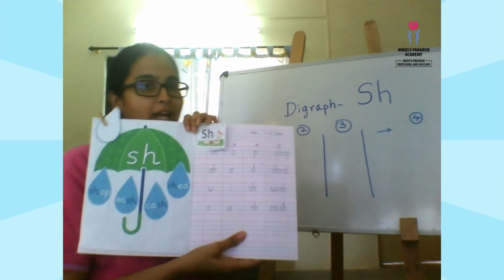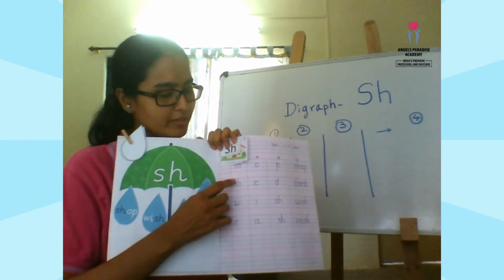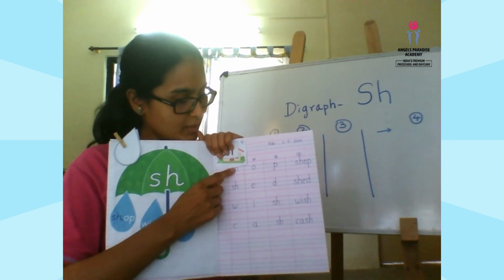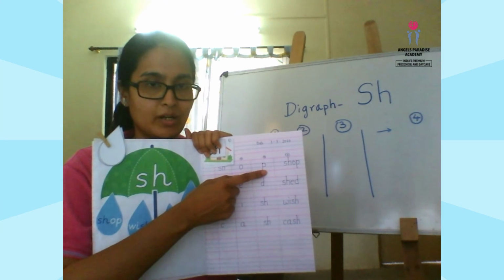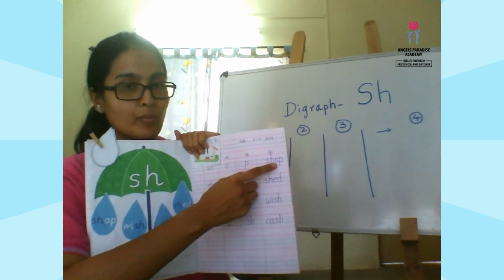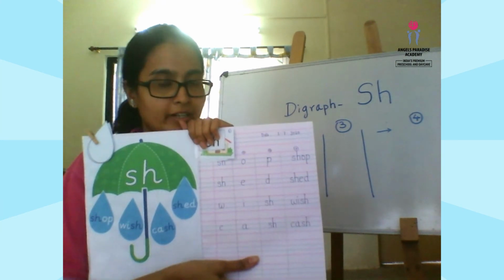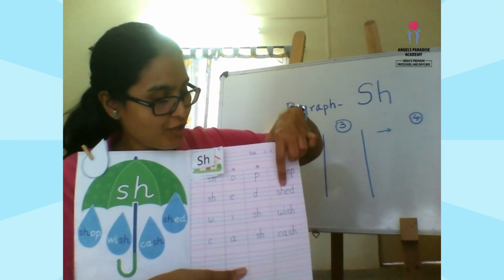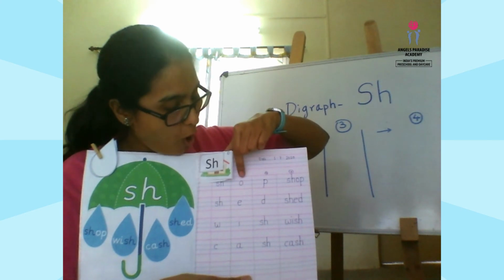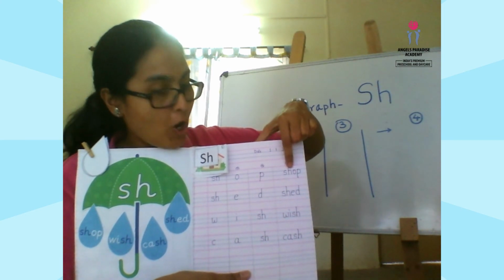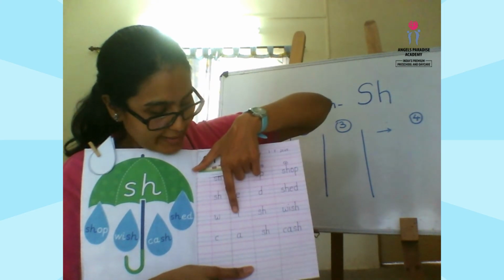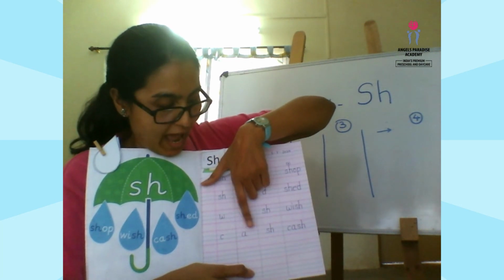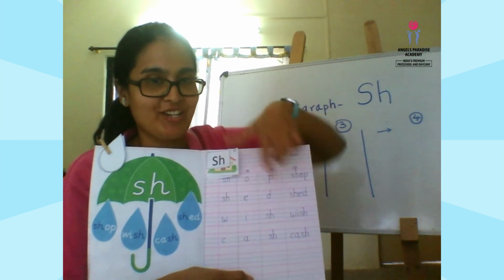When you practice writing, you can first draw lines and then write the first sound, second sound, third sound, and then write the word in the fourth column. Alright? Sh, e, d, shed. Sh, o, p, shop. W, e, sh, wish. K, a, sh, cash.